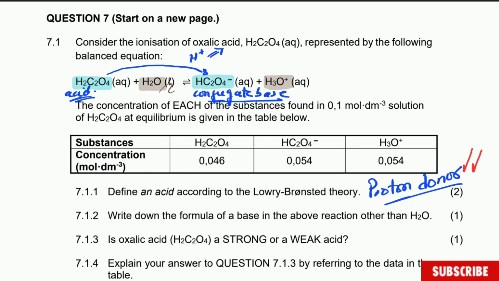If we go to the other, H2O is going to H3O plus, you can see that what is happening is it took in one H plus. So therefore, this one is the base, as they say in the question, and this one will be the conjugate acid. So the question asks, write down the formula of the base in the above reaction other than H2O. Well, that one will be the conjugate base. That is the one they're asking you here.